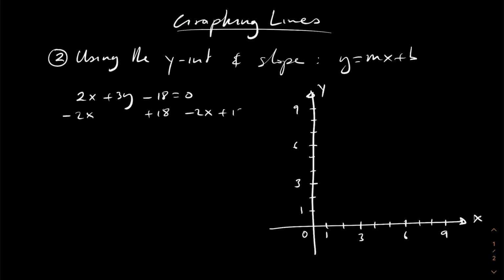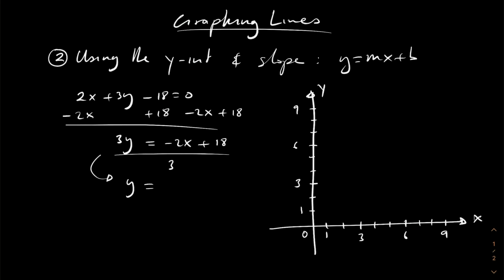So I'm going to go ahead and subtract 2x on both sides and also add 18 on both sides. What I'm going to get then is 3y equals negative 2x plus 18. Divide both sides by 3, and you get y equals negative 2 over 3 x plus 6. From this particular form of our equation, you can clearly see that m, our slope, the rise over run, is going to be equal to negative 2 divided by 3, which means that the rise is going to be negative 2 and the run is going to be 3.